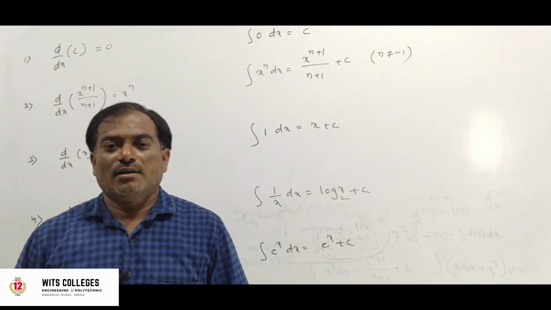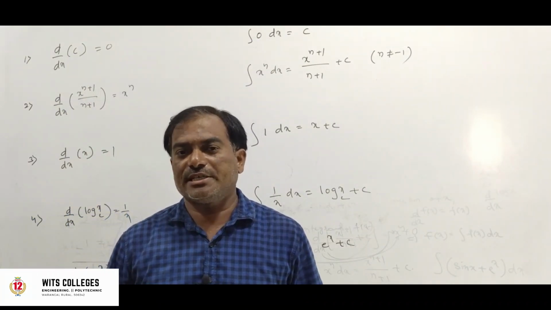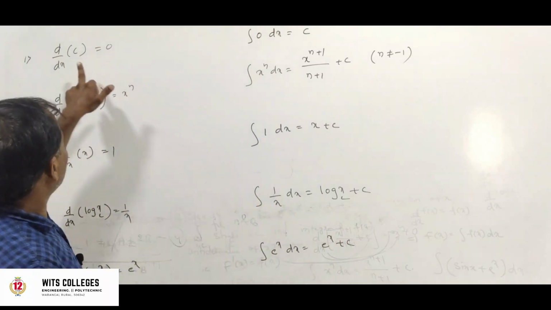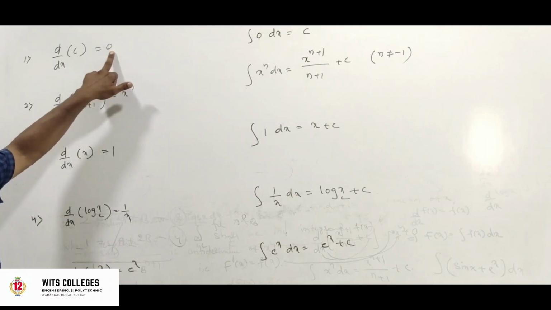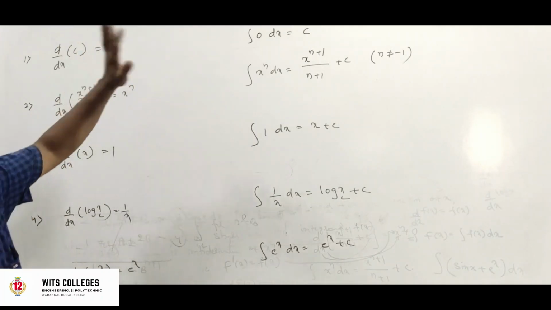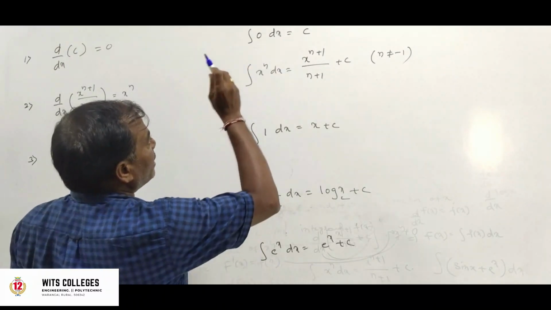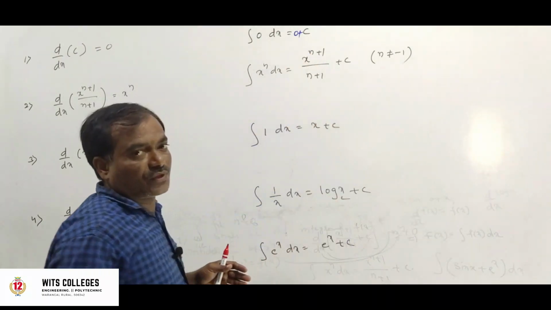Now we have to find out the integration of some of the constant functions. So first we write the derivative of that function. The derivative of a constant equals 0, which means c is the antiderivative of 0. That's why the integration of 0 dx equals 0 plus c, where c is an arbitrary constant.